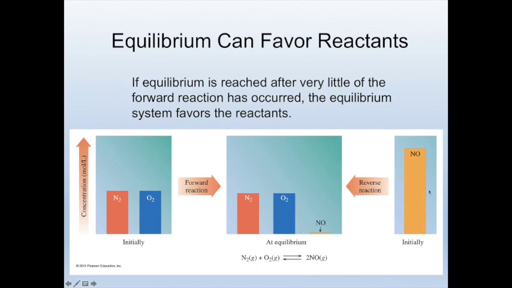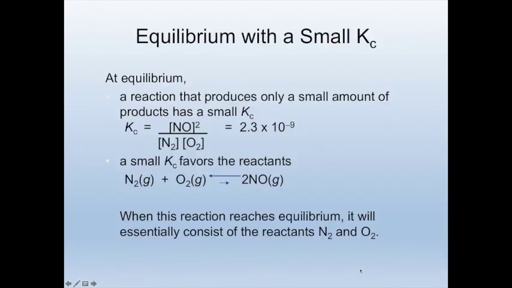And also, if you start with only nitric oxide, then the reverse reaction will occur until a large amount of nitrogen and oxygen are present. So if equilibrium favors reactants, that makes the equilibrium constant very small. So for this reaction, NO squared divided by N2 times O2 is equal to 2.3 times 10 to the minus 9. So essentially, almost no products will be present at equilibrium.